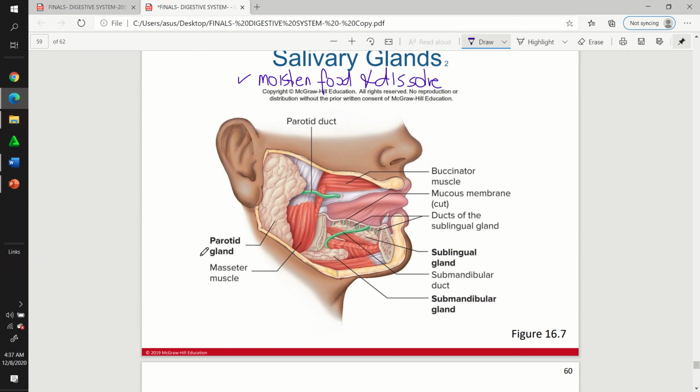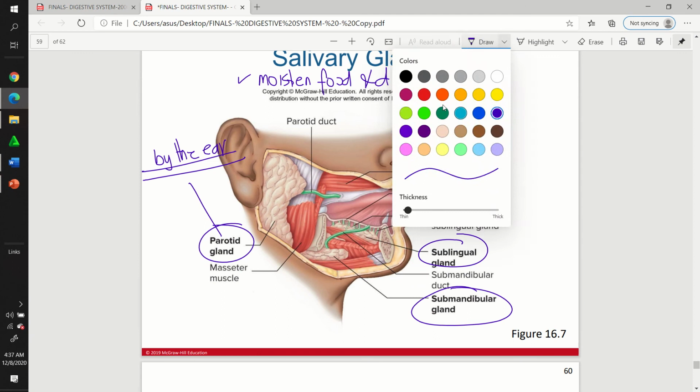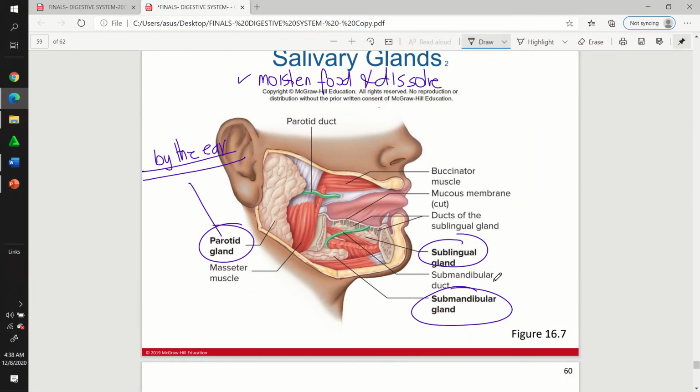It is actually divided into three. We have your parotid gland, we have your sublingual gland, and your submandibular. Parotid, by the ear. And we have also your sublingual. What do you mean by sublingual? Sub means beneath, and lingua means, what do you mean by lingua? Tongue. That's under your tongue.